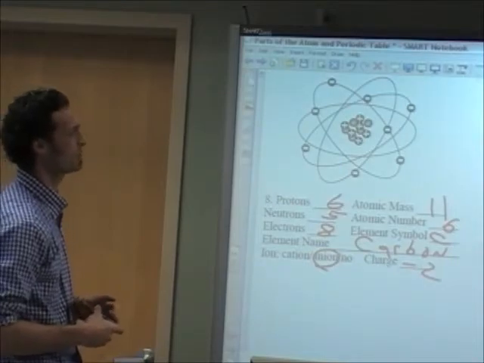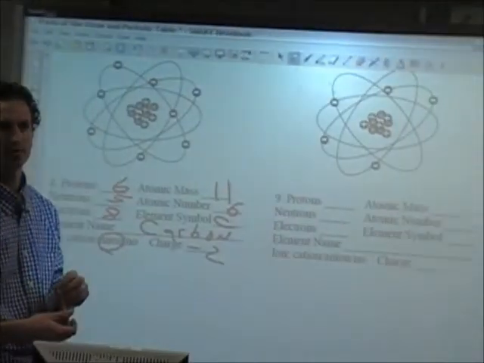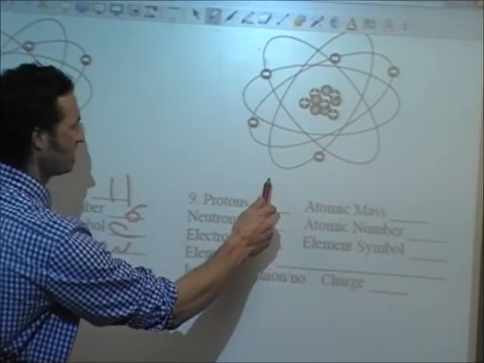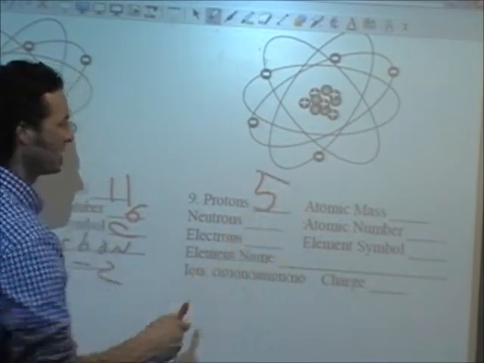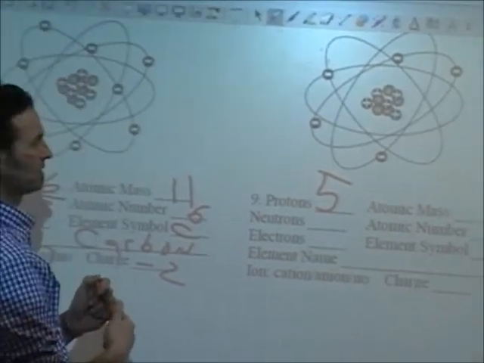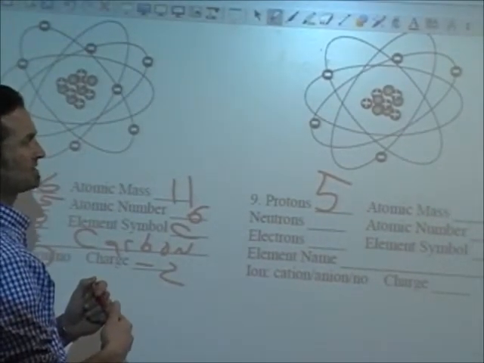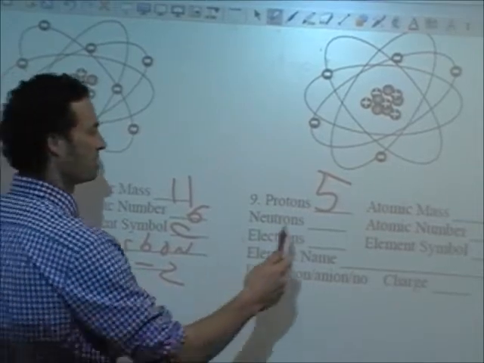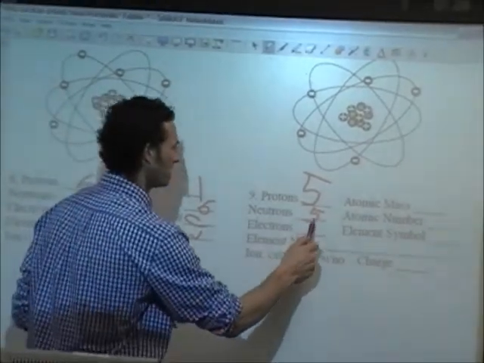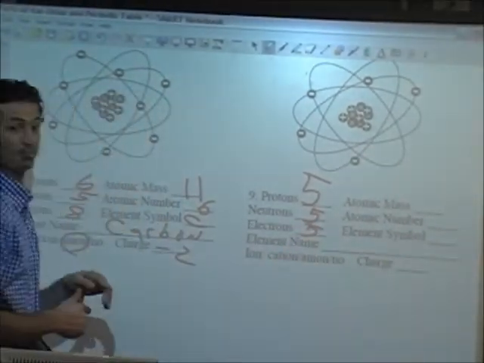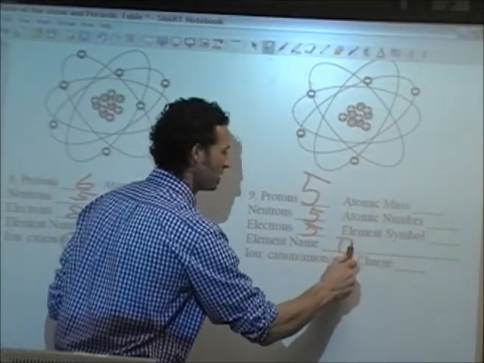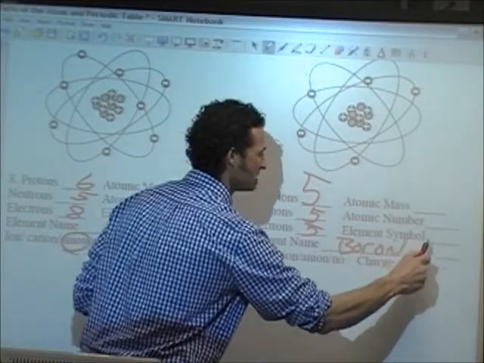Okay, last one, protons. For number 9, protons are 5. Yep, 1, 2, 3, 4, 5. Liam, what's the neutrons for number 9? Come on, guys, stay with me, please. 5. 5 electrons. Gloria? 5. Working out nice here. What's the element name? Chris, element name? Boron. That would be boron, and its symbol is B.